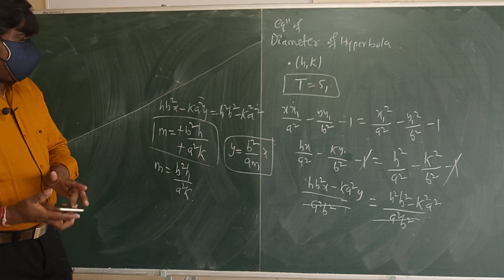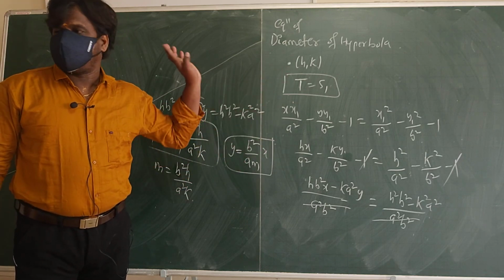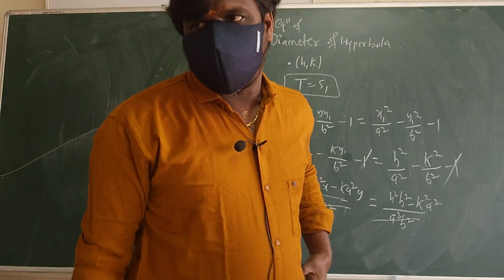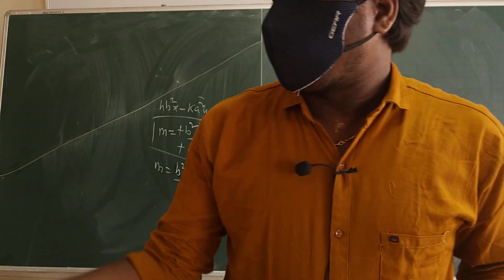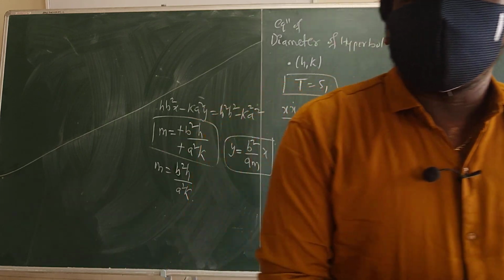So this is the formula; the equation of the diameter is derived. The last concept we have is the asymptotes of the hyperbola. We'll discuss it tomorrow, then the chapter will be complete.